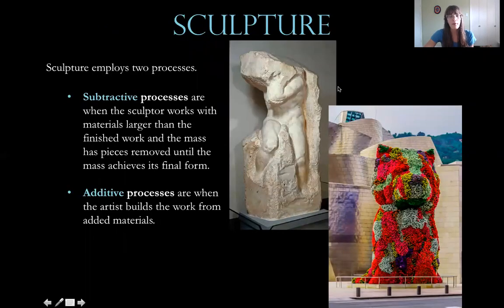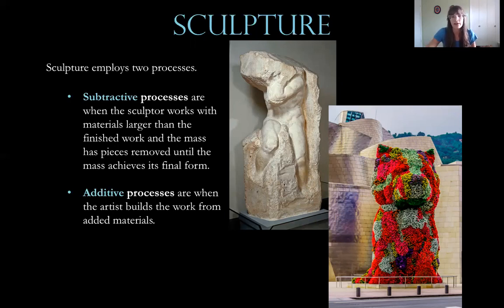So we'll start at the top. When we think about sculpture, we really can think of two processes. One is subtractive and one is additive. So subtractive meaning that the sculptor is taking something away. The image over on the left side here, this is where the sculptor works with material larger than what they think they want the finished work to be. And then they take away, in this instance, obviously the artist Michelangelo is carving away at the mass, which is a giant stone, until the form is achieved.